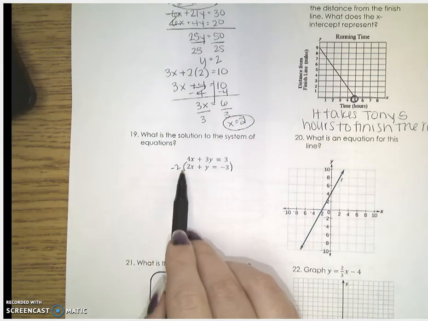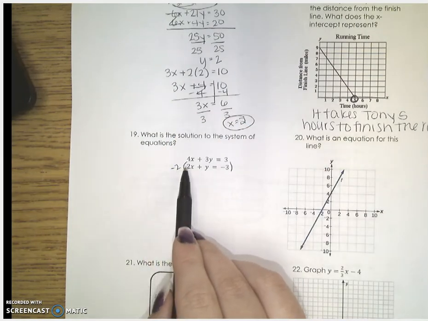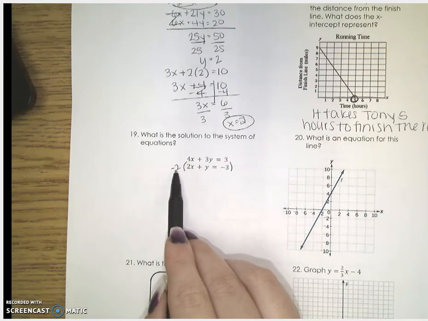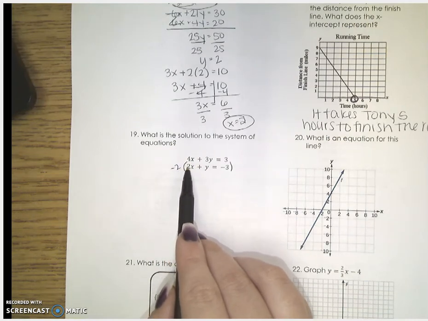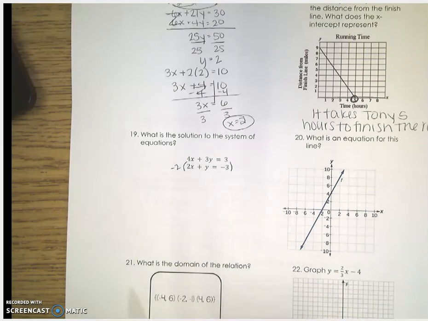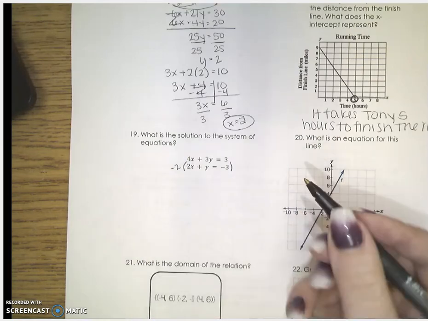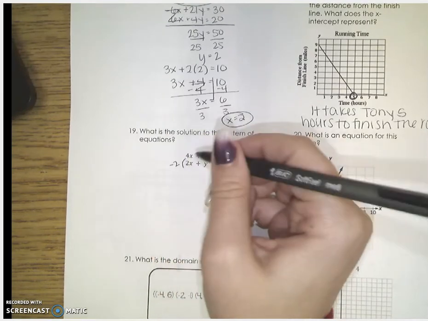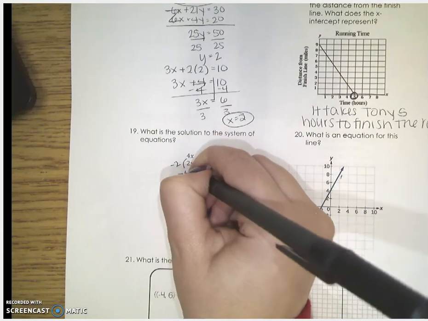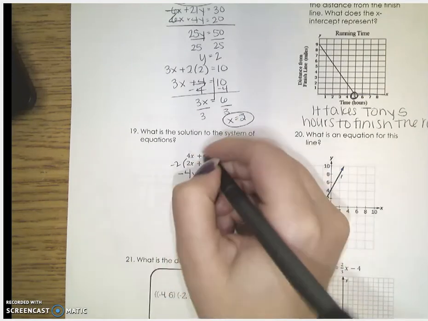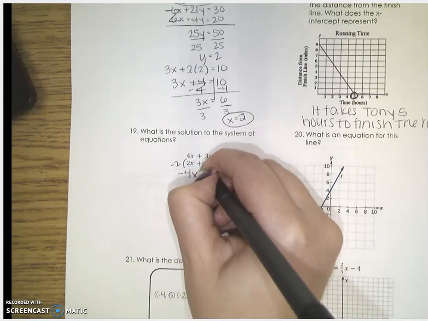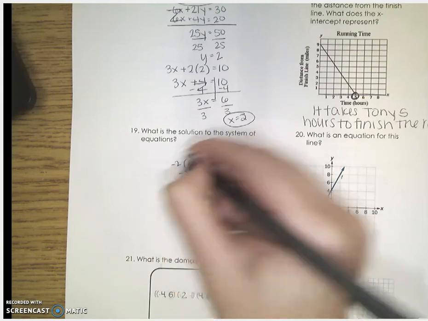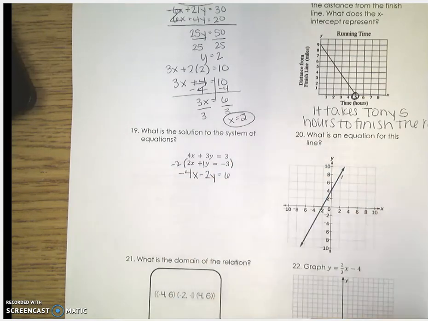When I multiply this bottom equation by negative 2, I'm going to get a negative 4x. Negative 2 times 2 is negative 4. Negative 4x will cancel out that 4x, and at that point I will have a zero pair. So negative 2 times 2 is negative 4x. Negative 2 times 1y is negative 2y. And negative 2 times negative 3 is positive 6.